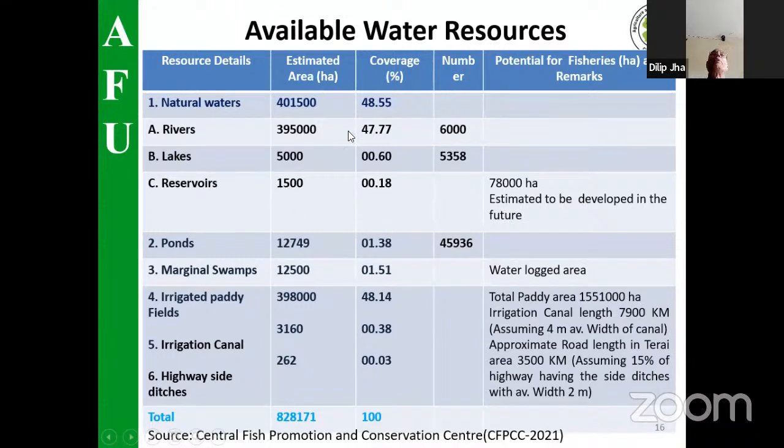So these are the data: the reservoirs, 5,000 hectares in the lakes, then the natural waters, rivers, then reservoirs. We have the village ponds, and this number is growing. Then marginal swamps, irrigated paddy fields, because fish farming in paddy fields also happens, then irrigation canals and highway side ditches also. So this area is going to increase and increase, like last year's data from the government of Nepal, which is 21.